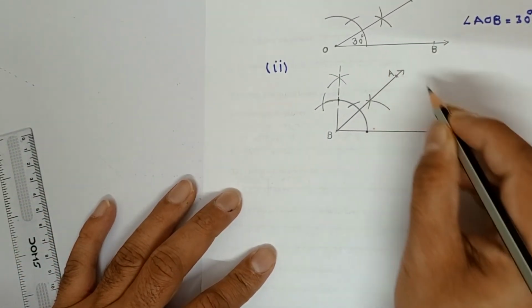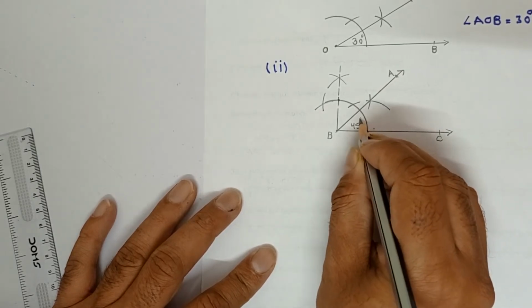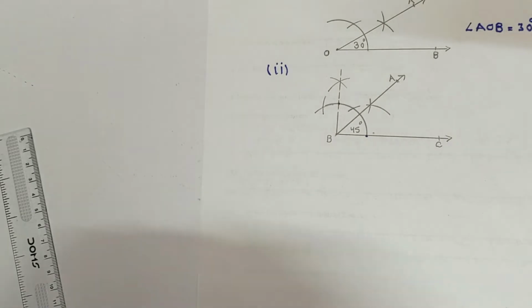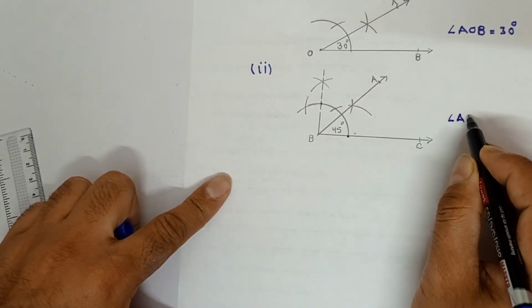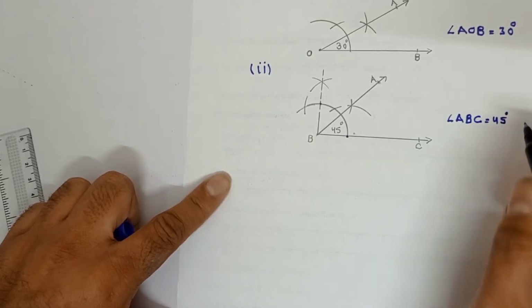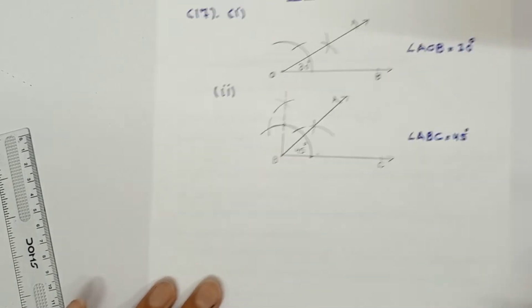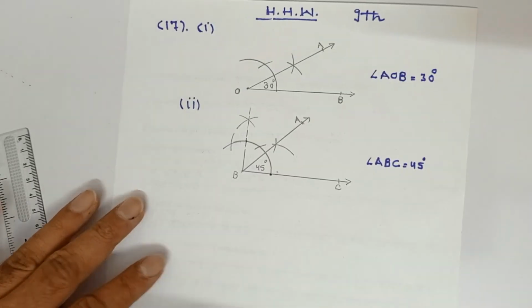This is A point. This is C point. Here you can write 45 degree. And the name of the angle is angle ABC. Angle ABC is equal to 45 degree. It is also an acute angle. So while doing this question, you could learn how to make even 90 degree also. Now part number third.